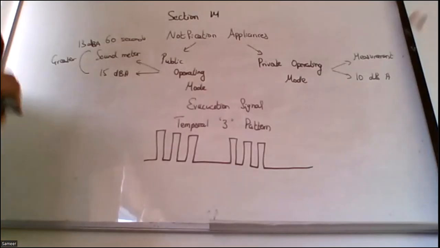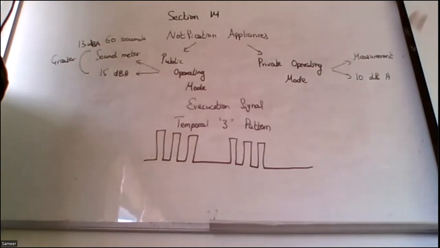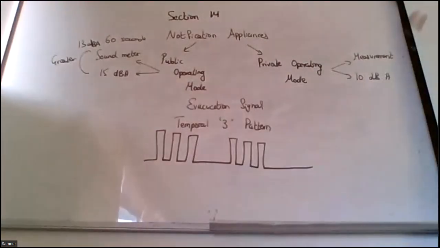So if I want to convert it into tones, it will be something like 2, 2, 2, 2, 2, 2. It will be something like that. So 3 cycles of on and off, then silence, then 3 cycles of on and off. And this silence can be up to a maximum of 180 seconds. That is the evacuation signal for the temporal 3 pattern, the evacuation signal as directed by NFPA 1 for the audible notification appliances.